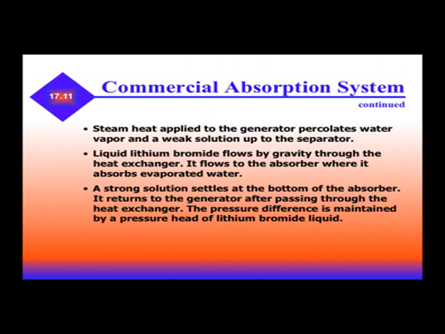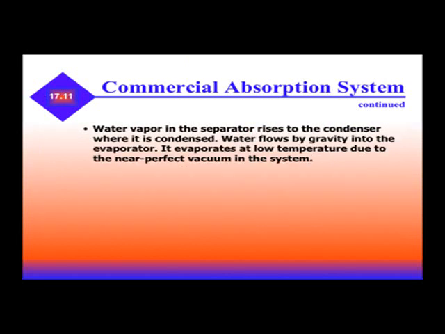You can also use steam heat applied to the generator, which percolates water vapor in a weak solution up to the separator. The liquid lithium bromide flows by gravity through the heat exchanger. It flows to the absorber where it absorbs evaporated water. A strong solution settles at the bottom of the absorber. It returns to the generator after passing through the heat exchanger. The pressure difference is maintained by a pressure head of lithium bromide liquid.